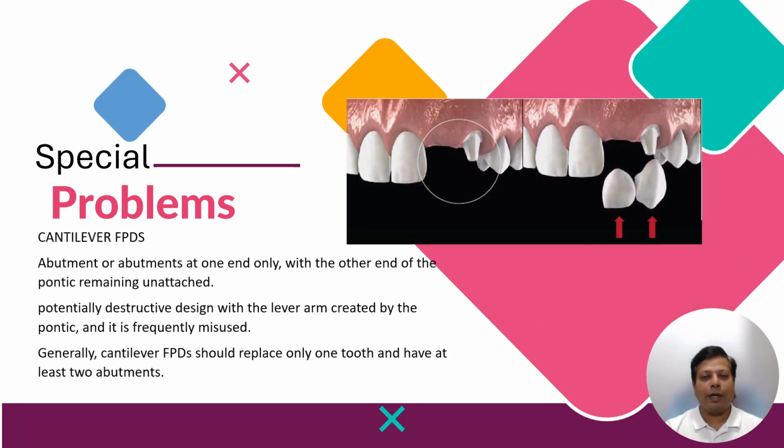Coming to cantilever fixed partial dentures, these are basically fixed partial dentures which have abutments only on one end, and the pontic is attached to that retainer. This is potentially a destructive design with the lever arm created by the pontic and is frequently misused. Generally, cantilever FPDs should replace only one tooth and have at least two abutments, and are given in areas where there is the least amount of force present in the oral cavity.